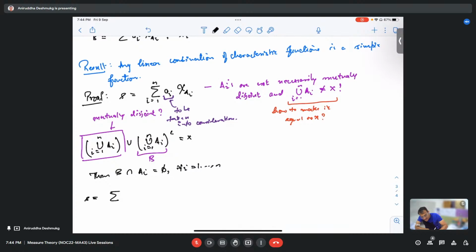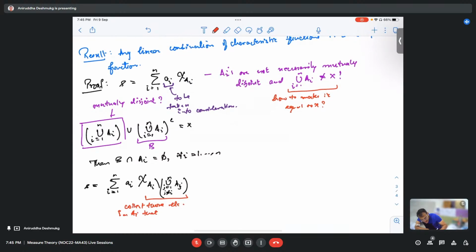So we will write this: whenever only A_i comes out, there is no other addition to it. So let us write this as summation i from 1 to n a_i chi of A_i minus the union over j from 1 to n, j not equal to i, of A_j. What does this mean? We collect those elements in A_i that are not in any other A_j. Okay, but this does not help us, right?